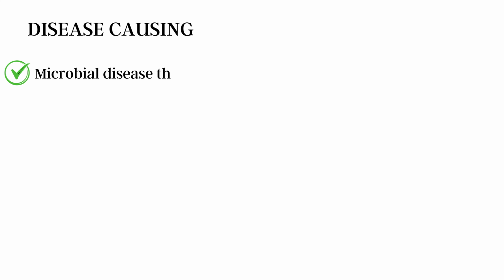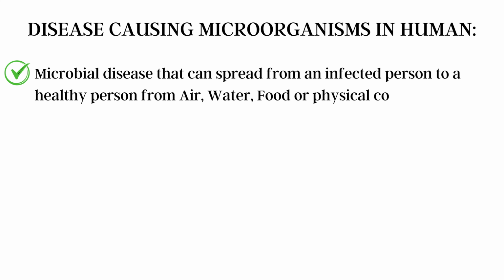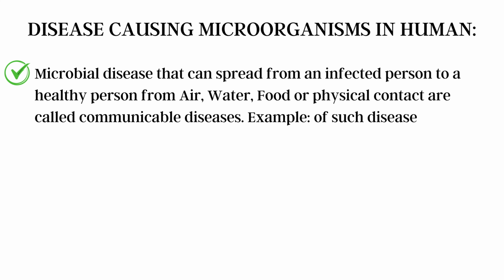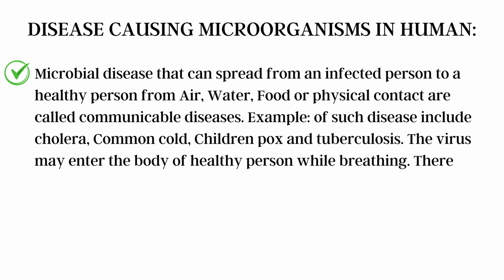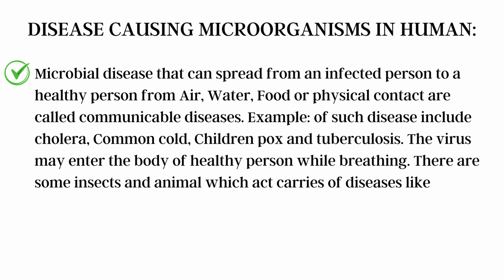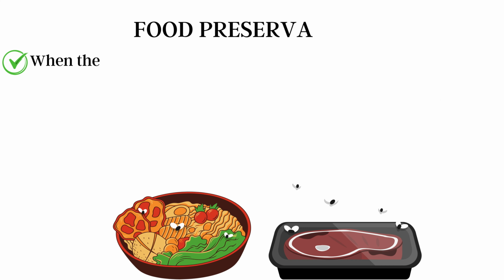Disease causing microorganism in human. Microbial disease that can spread from an infected person to a healthy person through air, water, food, or physical contact are called communicable disease. Examples of such disease include cholera, common cold, chickenpox, and tuberculosis. The virus may enter the body of a healthy person while breathing. There are some insect and animal which act as carriers of disease like housefly, anopheles mosquito, etc., and spread dengue viruses.